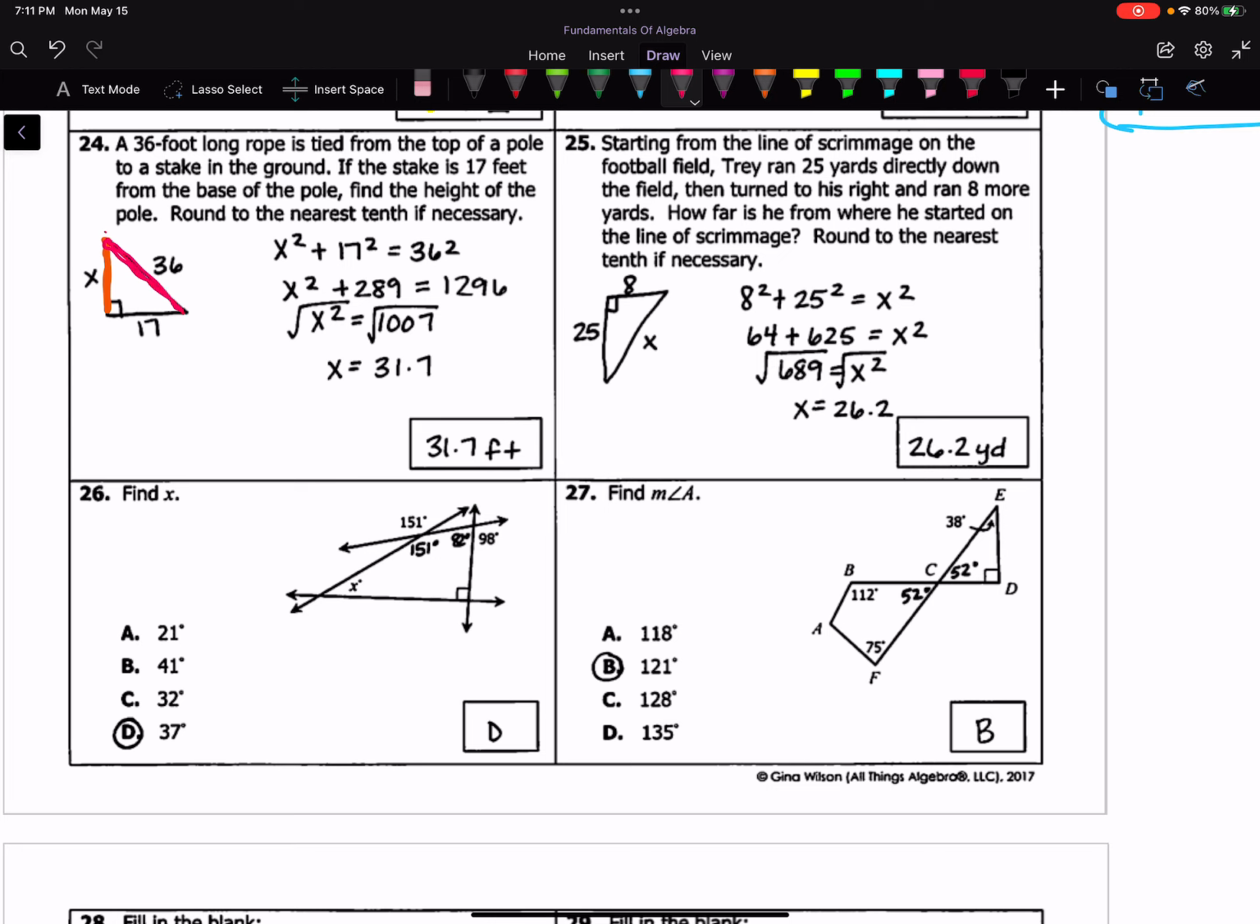And the stake is 17 feet from the base of the pole. So we know that the stake in the ground is 17 feet out. Okay? So we look at our right triangle.